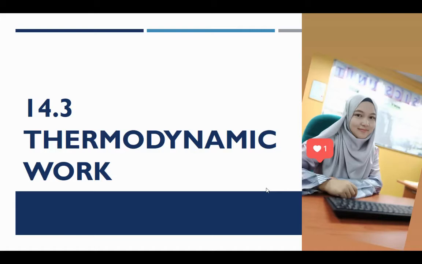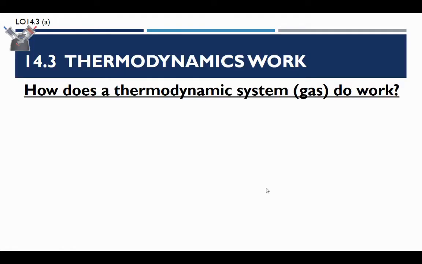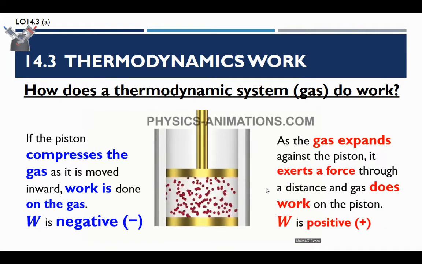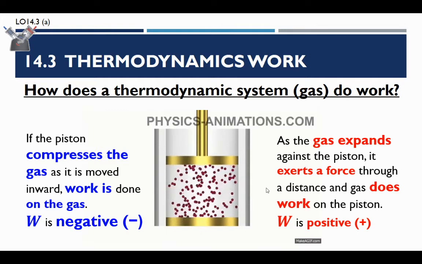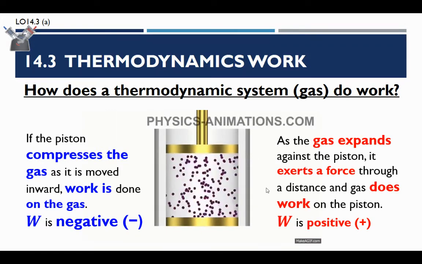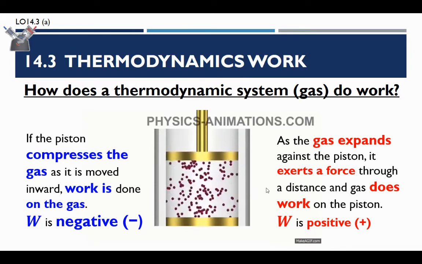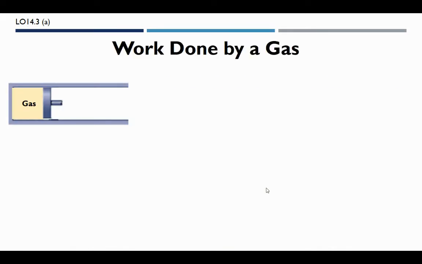Welcome to the video. Today we're going to continue with subtopic 14.3, thermodynamic work. How does a thermodynamic system do work? If the piston compresses the gas as it is moved inwards, work is done on the gas. W is negative. As the gas expands against the piston, it exerts a force through a distance and the gas does work on the piston. W is positive.